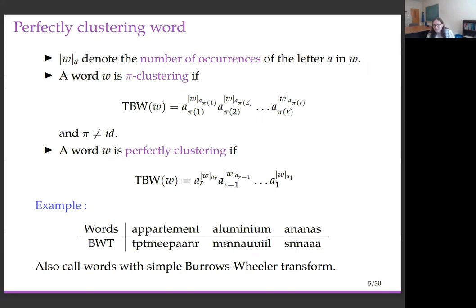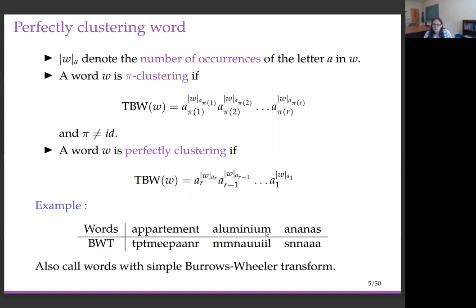okay, so the example is, I mixed up my slide, and the words in the examples are in French, but the first word is appartement. If you compute its Burrows-Wheeler transform, you get the word at the bottom. You see that this word is neither perfectly clustering nor pi-clustering, because the P here is between two of the occurrences of T, so the letters are not sorted in any order.